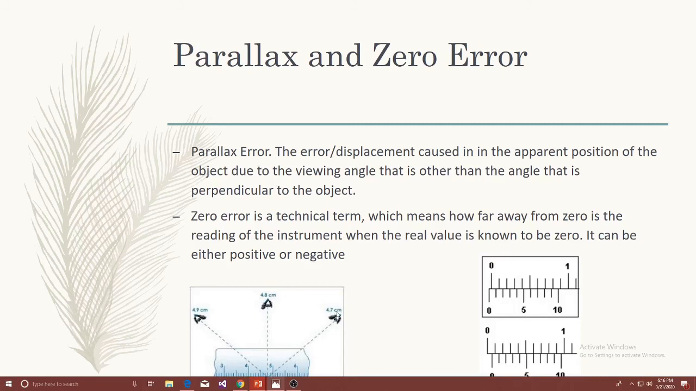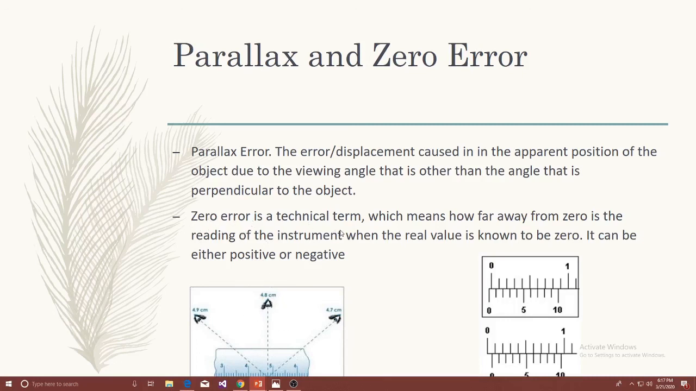You see this person who is looking, he interprets it as 4.7 and he is interpreting it as 4.9. That makes it wrong, because we need to get a precise value. You see, his line of sight is perpendicular to the object, to the division. It is 4.8. And this is also very important, the zero error.